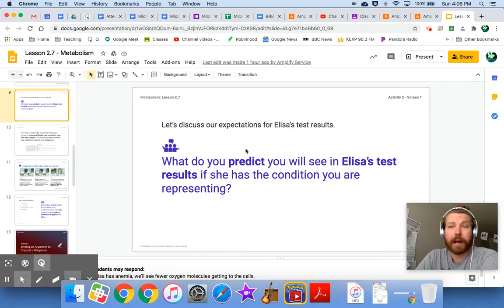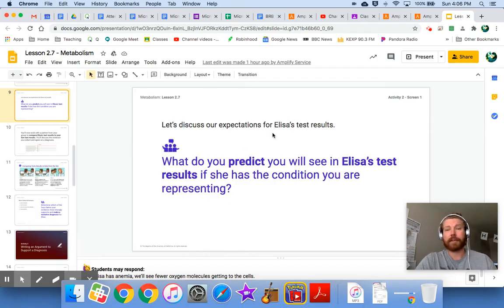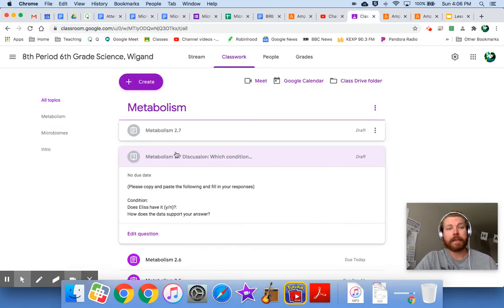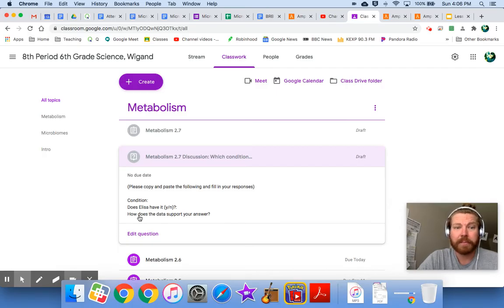So here's where we want to jump out of this and go back to Google Classroom. And we want to answer this question right here. So what I want you to do is copy and paste the question part down here, and you just fill in your information. So what condition were you studying? Do you think Elisa has this condition based on her test results? How does the data support your answer?